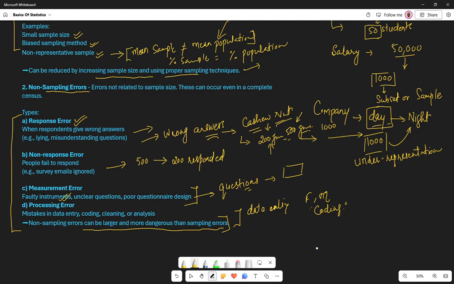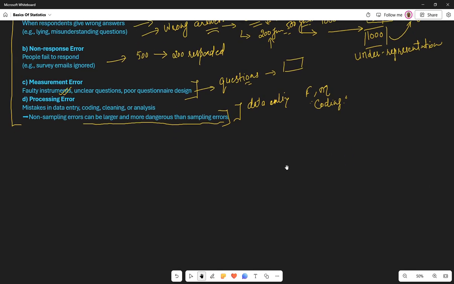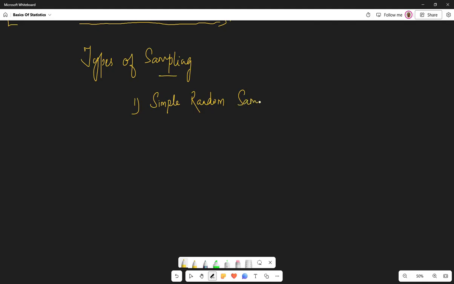So this was all about sampling, right? Now we will get into types of sampling, right? So let me go one by one into the types of sampling that we may have, right? Types of sampling. The first type is simple random sampling.